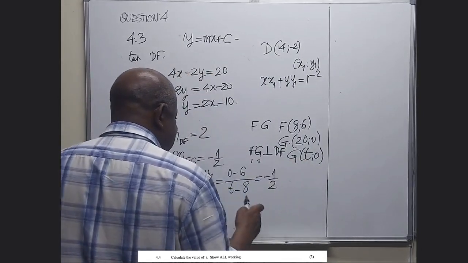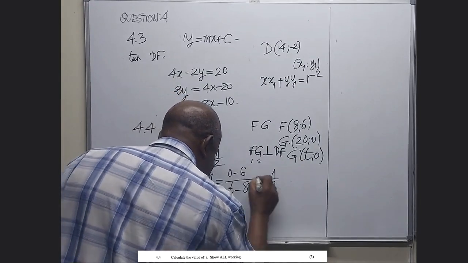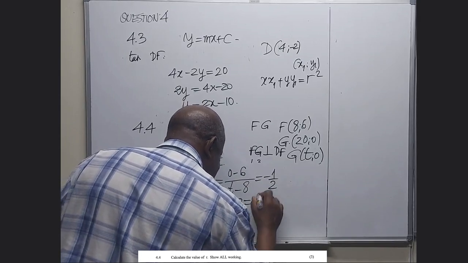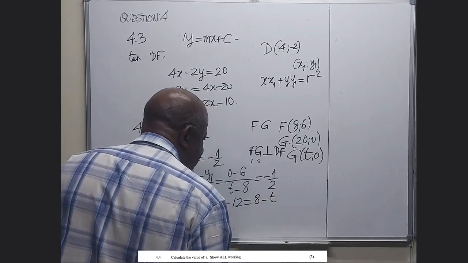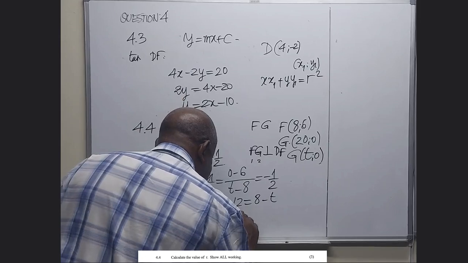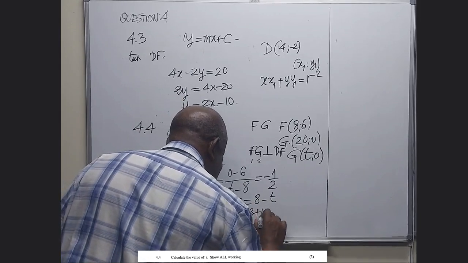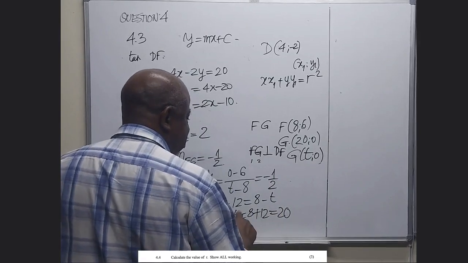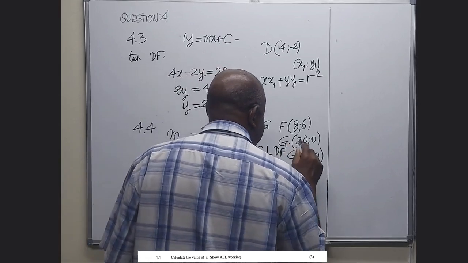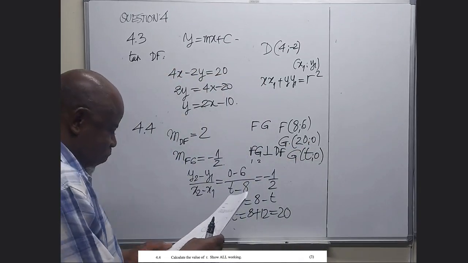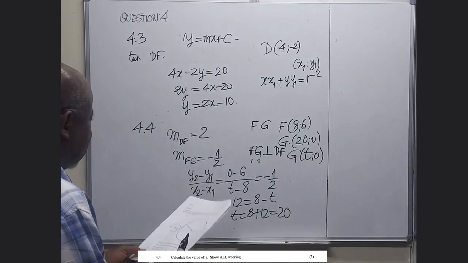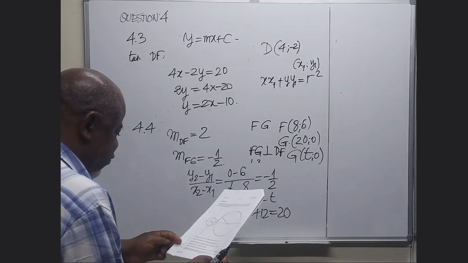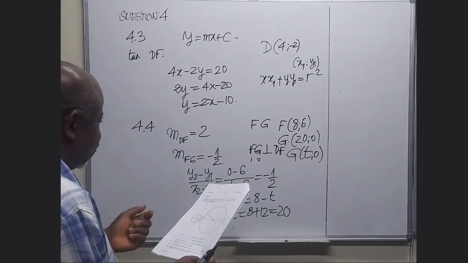So cross multiplying, we have negative 12 is equal to 8 minus t. So t will be equal to 8 plus 12, then we get 20. So the value of t is 20. The coordinate of G is going to be (20, 0). That was the answer for question 4.4. So I'm going to clean the board and we'll take the next question 4.5, and the last one will be 4.6.